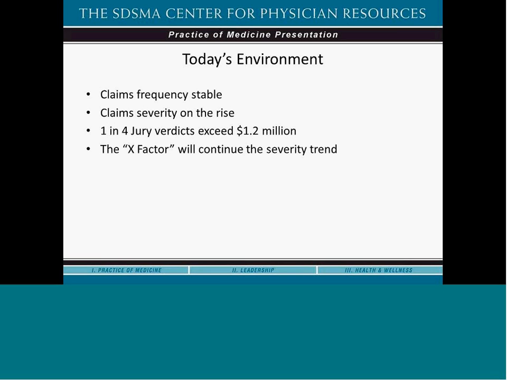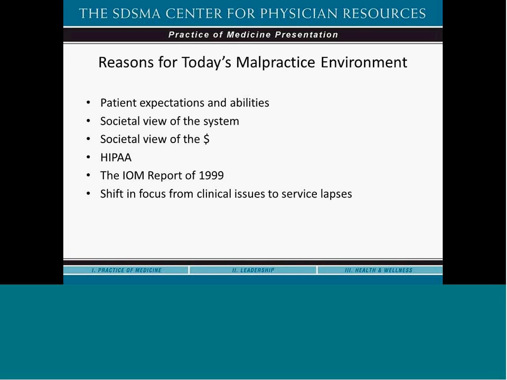What we see from a claims standpoint is that claims frequency is stable, so the number of malpractice claims being filed is staying about the same. For the last 5 or so years, we had seen a small decrease year over year in frequency, and it's just about stabilized. The flip side is that claim severity is on the rise. The value of the claims that are going through the system is heading up. Fortunately, 1 in 4 jury verdicts exceeds $1.2 million, and we expect that X factor, that focus on the service side of patient injuries, will continue to push that severity trend.